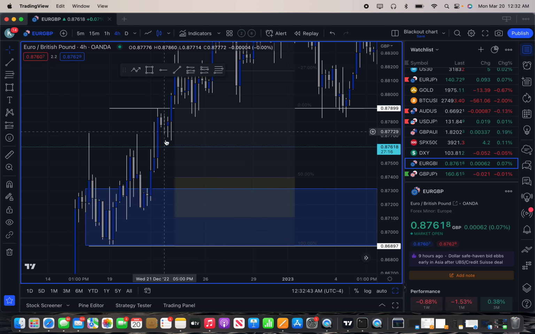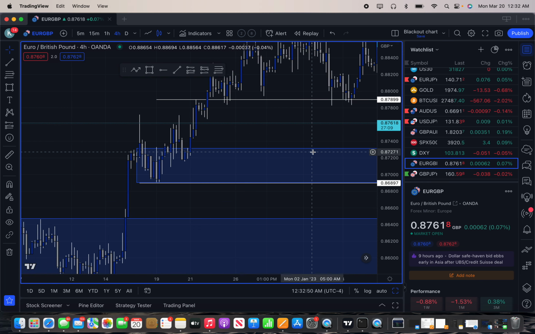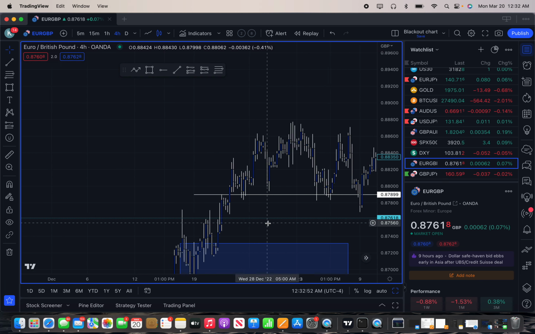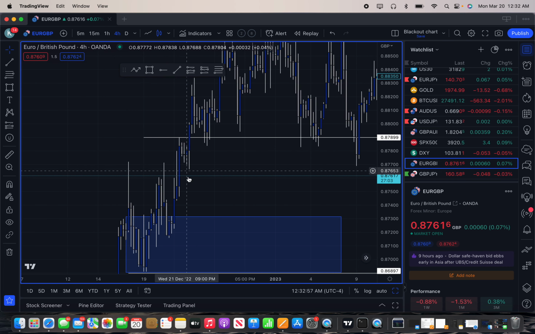Once price formed this high, we're looking for it to pull back here, which it never did. So guess what? We have another open zone down here. So what next? Price got here, it pulled back.